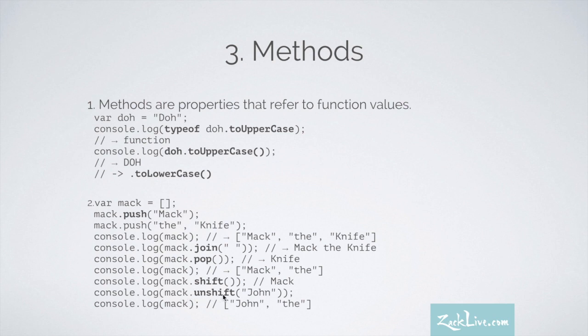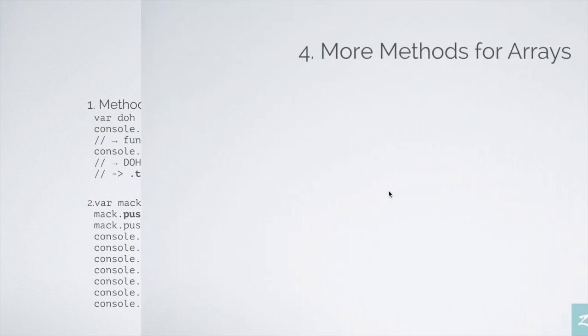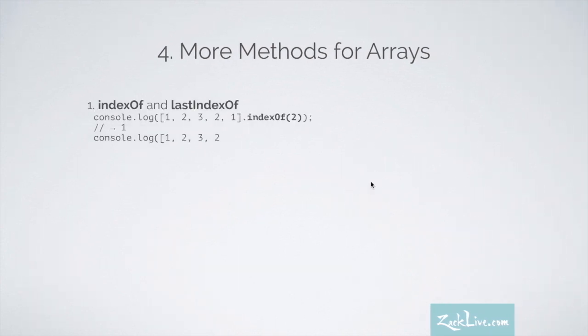And then unshift is the opposite of shift. It adds an element to an array at the beginning of the array. So when we unshift John to the array, we get John and the in the array. Here are more methods for arrays.